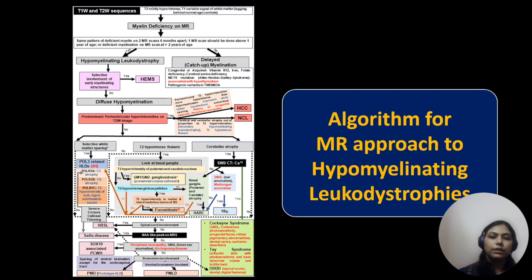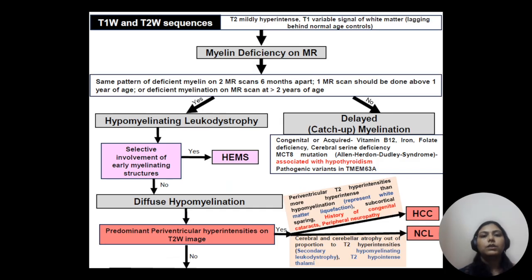Coming towards the algorithm for MR approach to hypomyelinating leukodystrophies, it looks very complex, so let us break it up. So whenever we encounter any patient with myelin deficiency on MR, we have to confirm whether it is hypomyelinating leukodystrophy by seeing the same pattern of deficient myelin on two MR scans 6 months apart, with one of the scans done above 1 year of age. If it is so, then it is hypomyelinating leukodystrophy. If there is improved myelination on the follow-up scan, then it is delayed or catch-up myelination.